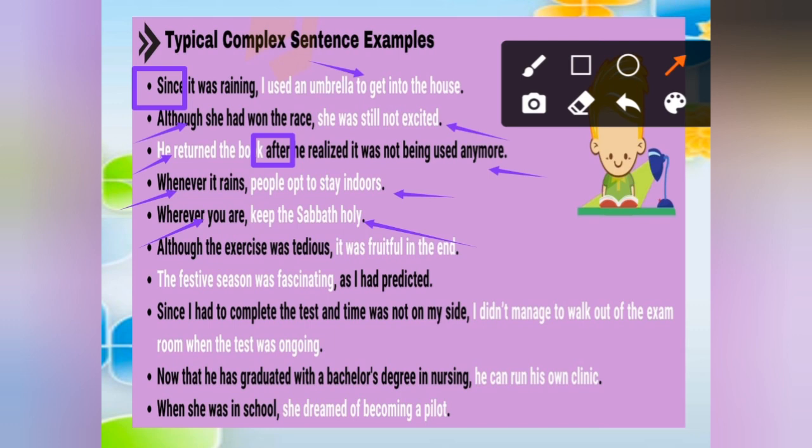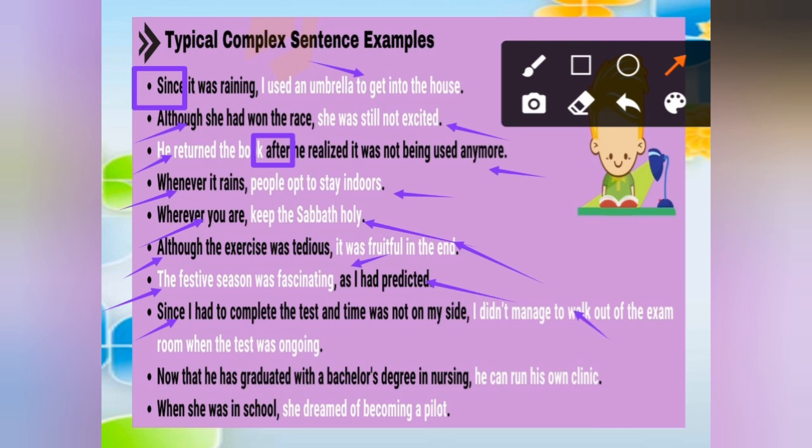Although the exercise was tedious, it was fruitful in the end. Tedious means very hard, fruitful means useful. So again identify the conjunction, that is although, this is a dependent and this one is independent. The festive season was fascinating as I had predicted. As, here conjunction is as. So now this one is our dependent and this one is our independent. Since I had to complete the test and time was not on my side. Again, since we have found conjunction, that's why this is dependent and this is independent.